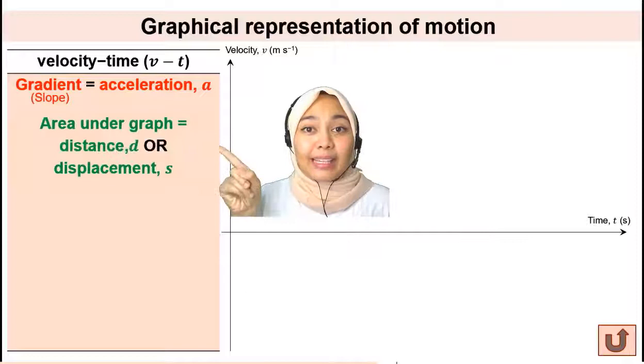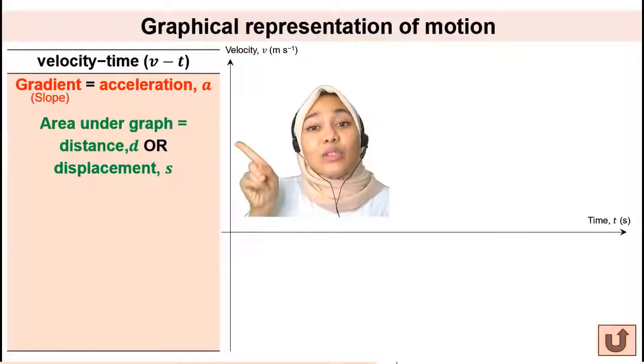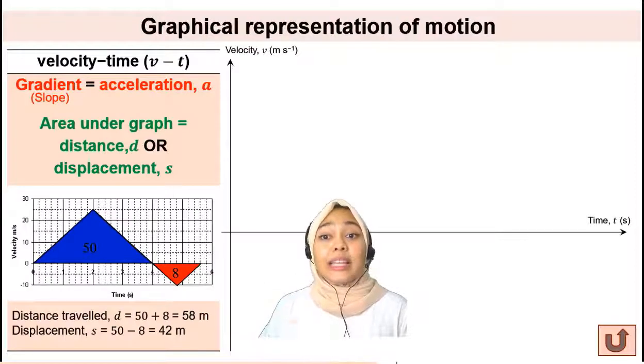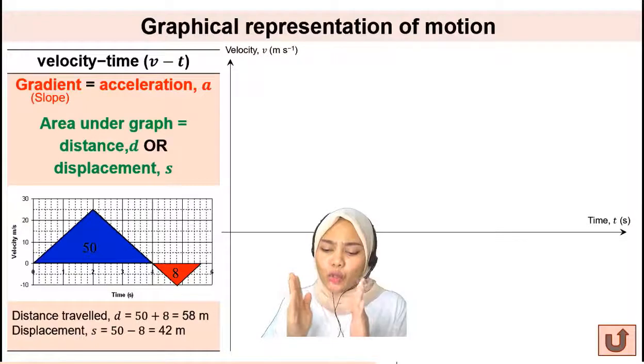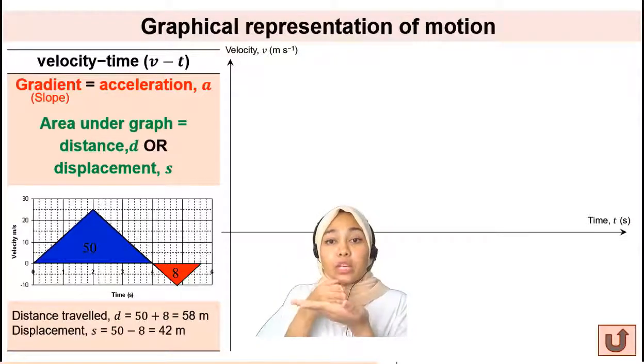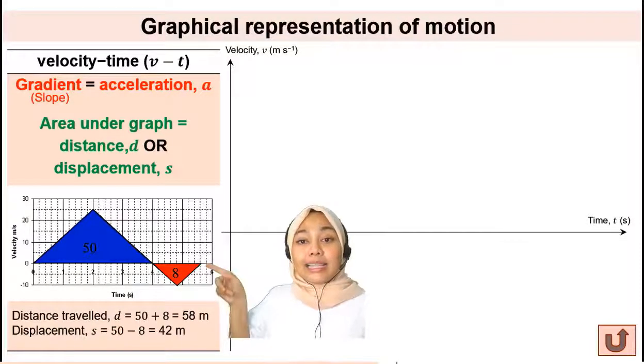The next information that we can get from the VT graph is the distance traveled and the displacement. Now distance is the total length traveled by an object, while displacement is the shortest path traveled from the initial point to a final point. Let's take a look at this graph.